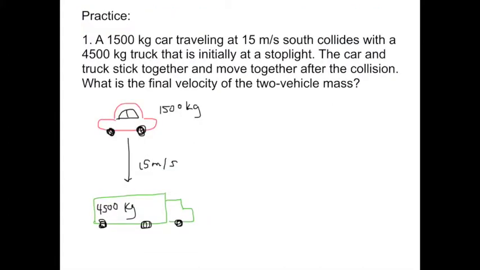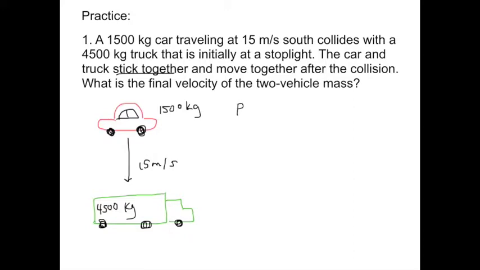Practice number 1. A 1,500 kilogram car traveling at 15 meters per second south collides with a 4,500 kilogram truck that is initially at rest at a stoplight. The car and truck stick together and move together after the collision. What is the final velocity of the two vehicle mass? So first, the keywords in this problem to look at are stick together. This means it's an inelastic collision.